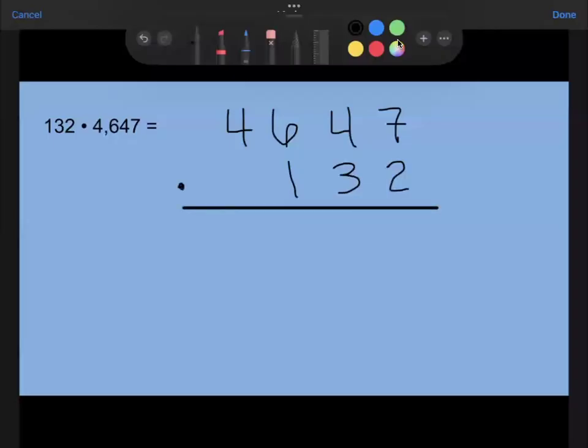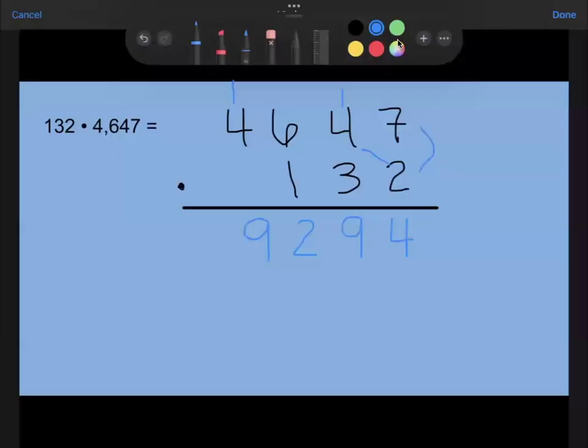Okay, so I'm going to start by first multiplying everything on the top by the 2, or the number in the ones place in the second number. So that means I'm going to do 7 times 2, which is 14. Then 4 times 2, which is 8, plus 1, which is 9. 6 times 2, which is 12. So I'm going to split that up. And then 4 times 2, which is 8, plus 1, which is 9. So there is my first row of numbers.